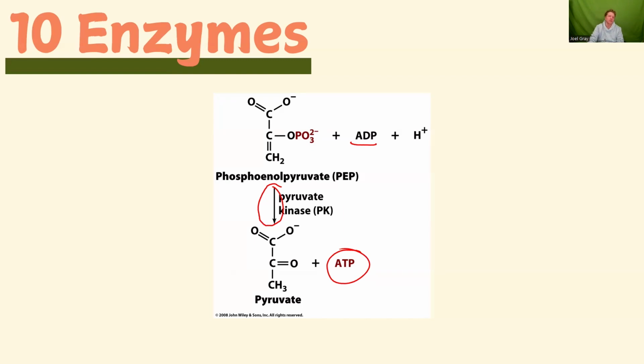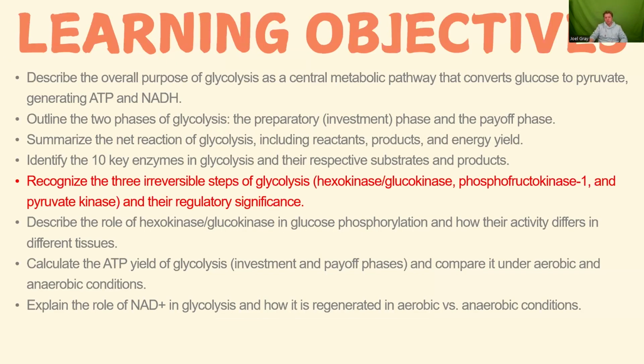Now, what I want you to focus on is to be able to know the sequence of the enzymes, be able to know the overall picture, and really have a strong understanding of the reversible steps versus the irreversible steps. The irreversible steps are important because those are going to be your determinants. Those are going to be ultimately some sort of a regulator. Now, with that in mind, we'll go on to our next learning objective. Recognize the three irreversible steps of glycolysis. They are hexokinase or glucokinase, phosphofructokinase, and pyruvate kinase.